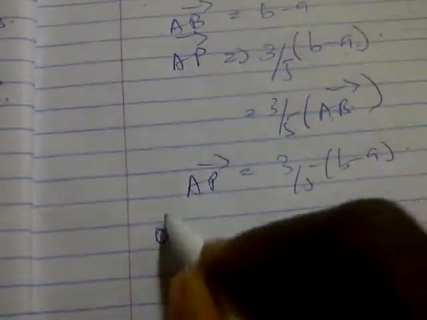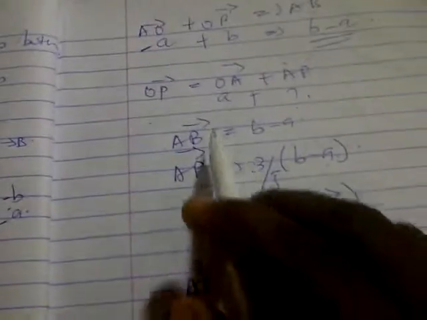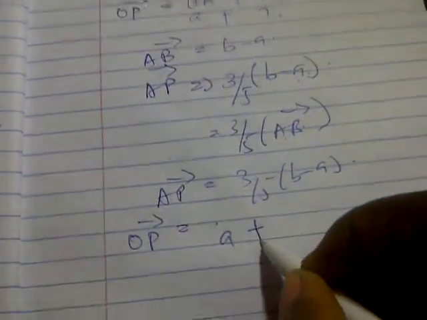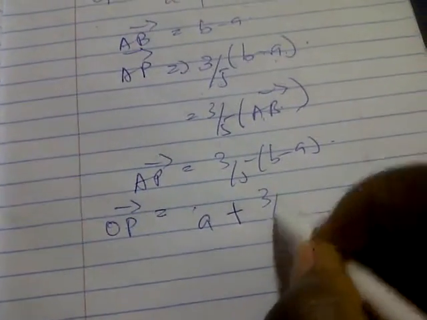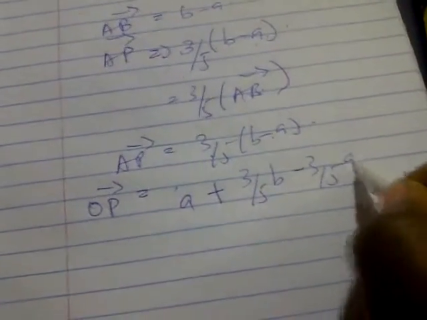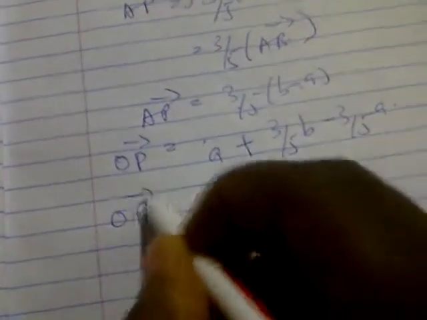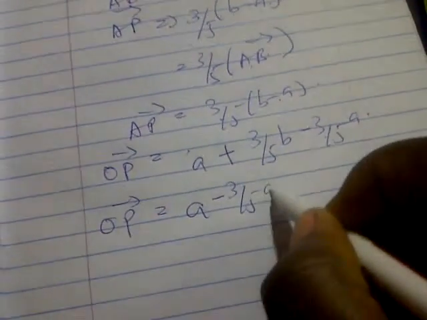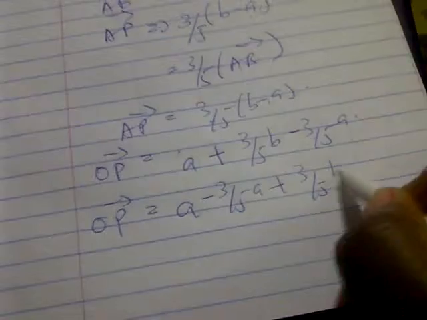So our OP is now going to be OA. OA is our A, okay? Then plus AP is now this 3/5B. This times this is minus 3/5A. So OP is now going to be A gathering like terms minus 3/5A plus 3/5B.